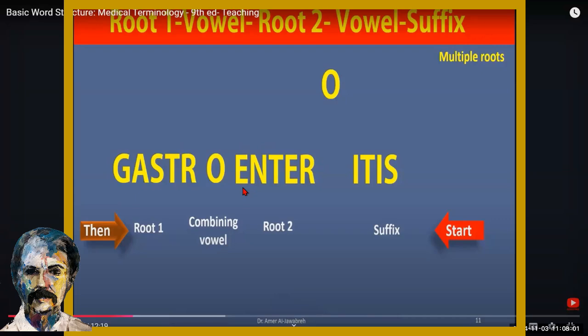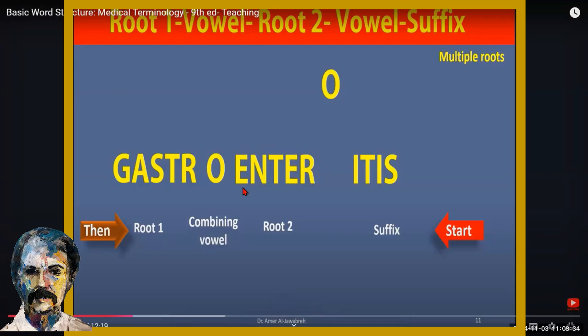Why? Because these are two roots. Two roots. Not a root and a suffix. It's two roots. Gastro and entero. Entero starts with an E, which is a vowel, but still we need the O. So we say gastroenteritis, not gastrenteritis. It sounds better. Okay? So because here we have two roots, we keep the vowels. We don't get rid of them.